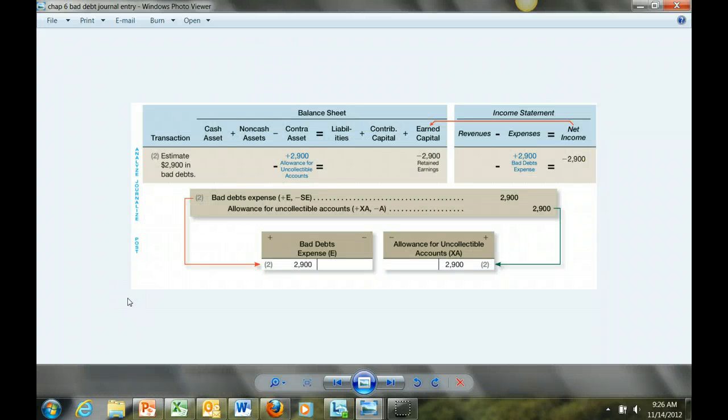Okay, so this image shows how the $2,900 of accounts receivable deemed uncollectible is recorded. So we show an expense of $2,900 here on the income statement, and the corresponding entry on the balance sheet is a contra asset, which is the $2,900, which is actually deducted from accounts receivable, but it's shown in this contra asset account. Here we have the journal entry and of course the T account entry for that transaction.